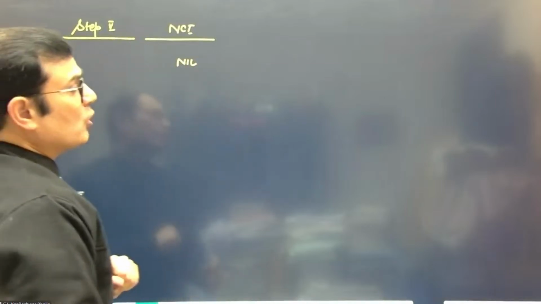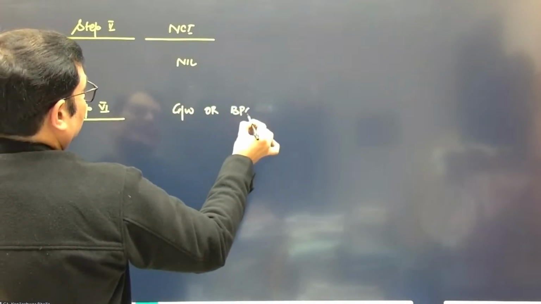So step number 5 is on the calculations of the NCI. And in this case, there is no NCI because all the shares of B are acquired by A. Now let's go to step number 6, which is the calculation of the goodwill or the bargain purchase gain.